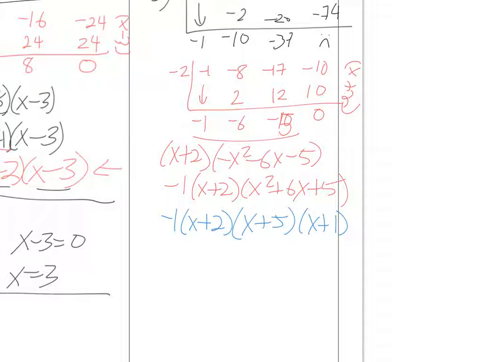My factoring step, part B, is done. This is the final fully factored form of the polynomial. I would also be okay if the negative 1 stayed in one of those parentheses. That's fine.